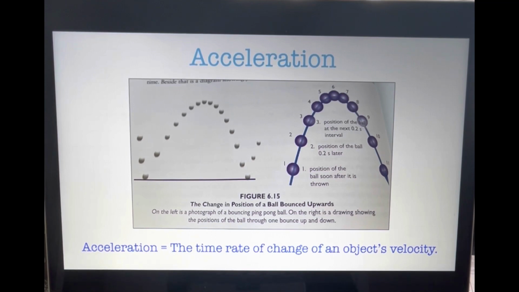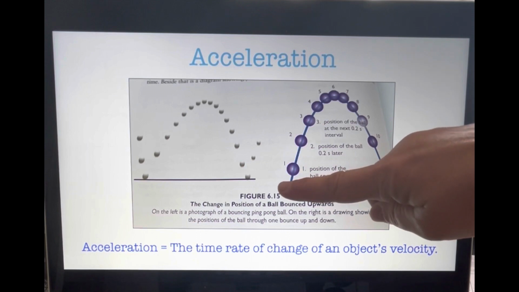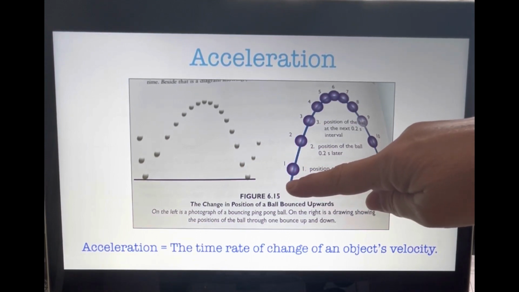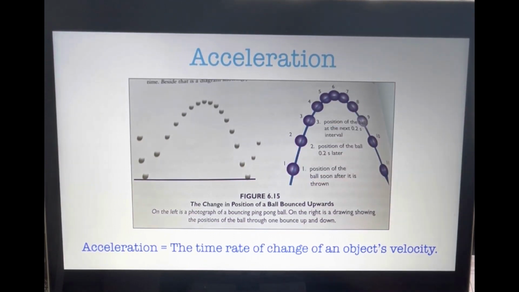Nevertheless, the picture of the bouncing ping pong ball gives you a clear picture of the changing position of a ball thrown or bounced up into the air. Now look closely at the drawing in the figure. The first image of the ball represents where the ball would be shortly after thrown or bounced. So right here, if it were to bounce on the ground, shortly after it had hit the ground, it would be right here.